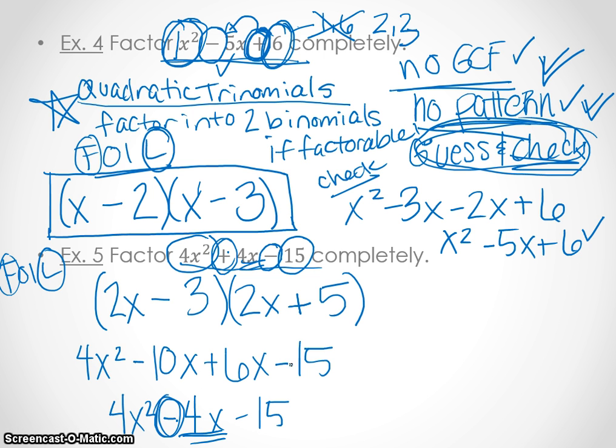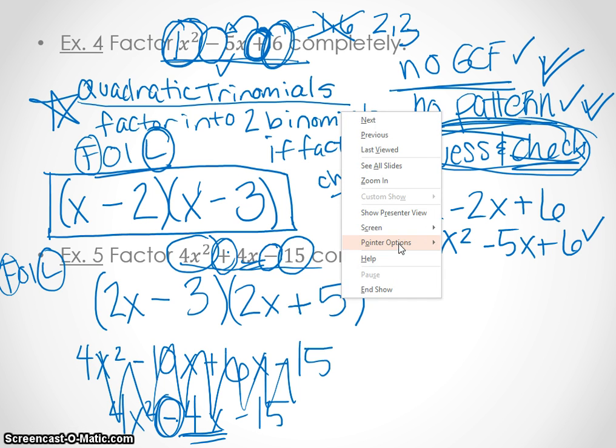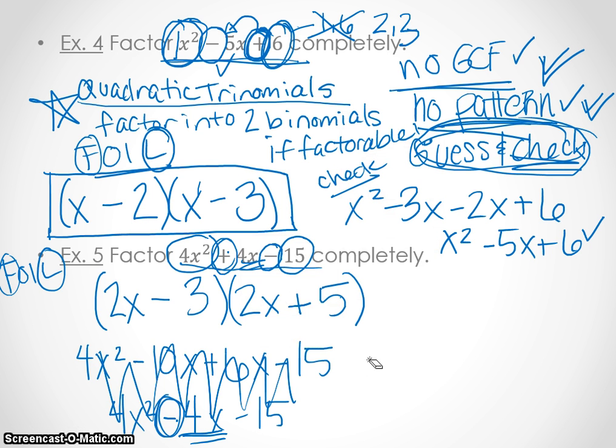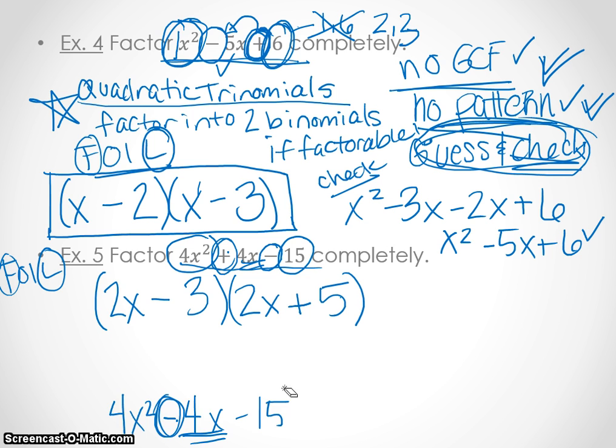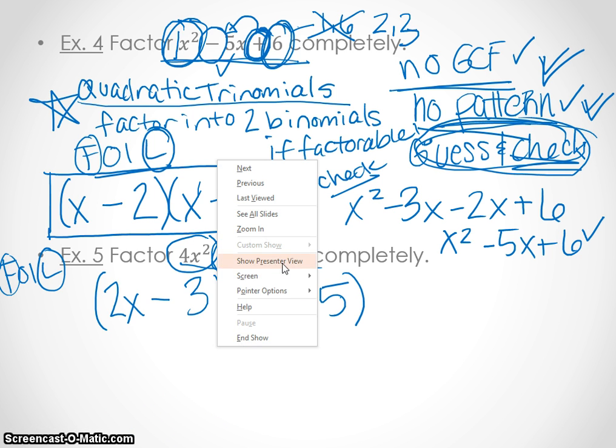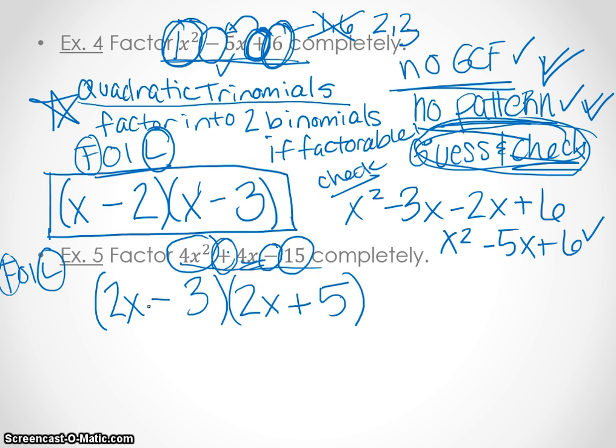So what does that change down here? Well, I like to start fresh. Let's erase all this and FOIL it again. You're going to get good to the point where you can mentally FOIL it out, but for now, since we're new at this, let's actually physically write it down. So 2x times 2x is 4x squared. 2x times a positive 5 is a positive 10x. Negative 3 times 2x is a negative 6x. And then negative 3 times positive 5 is a negative 15.